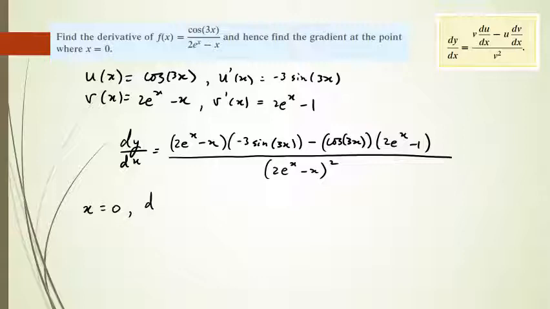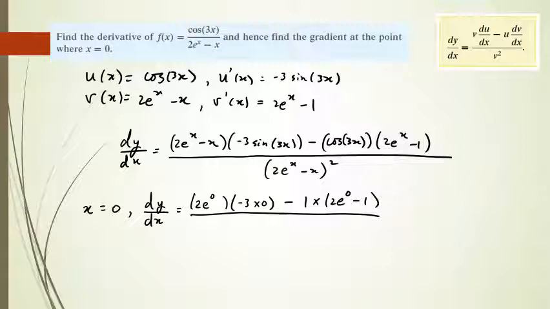So subbing x equals 0. So we've got 2 times e to the power 0 minus 0. And then we have negative 3 times sine of 0, which is 0. Cos of 0, which is 1, times 2e to the power 0 minus 1, and then 2e to the power 0 minus 0.